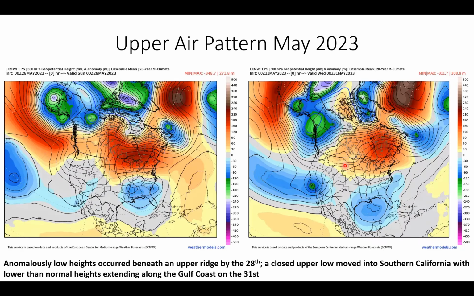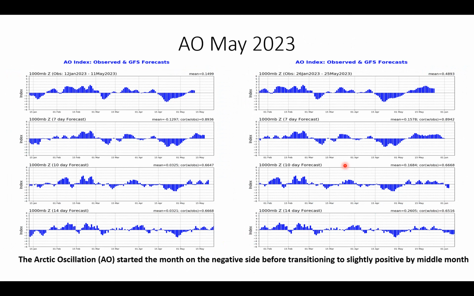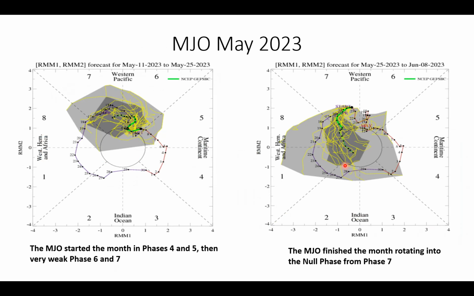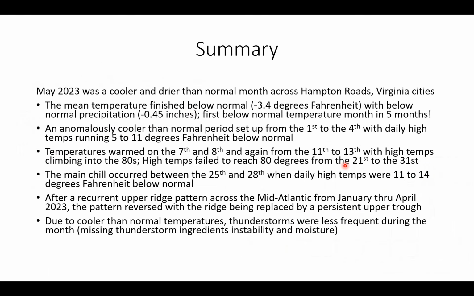Generally showing what were the major features dominating the upper air pattern, and then the anomalies over the course of the month, as well as the teleconnections. Were they positive? Were they negative? Were they neutral? Madden-Julian oscillation, how much role did the Pacific have in affecting the weather here in the month of May 2023? And then the sea surface temperature anomalies, the big story, the developing El Nino.